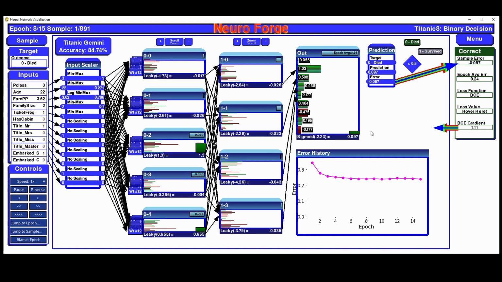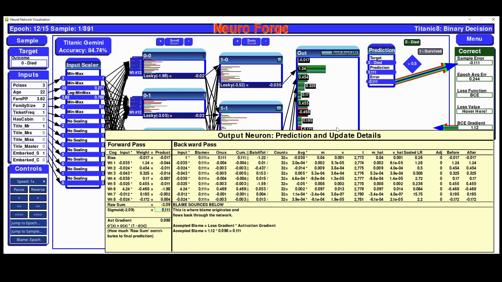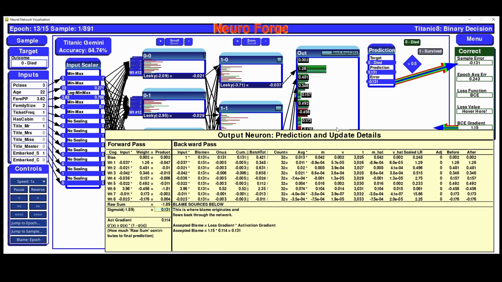Now, traditionally arrows represent weights, but weights don't flow anywhere. Think of neurons like functions. Inputs come in, the neuron transforms them, and then passes along its output. So in NeuroForge, weights are inside the neuron, and arrows show the output from one neuron to the next.